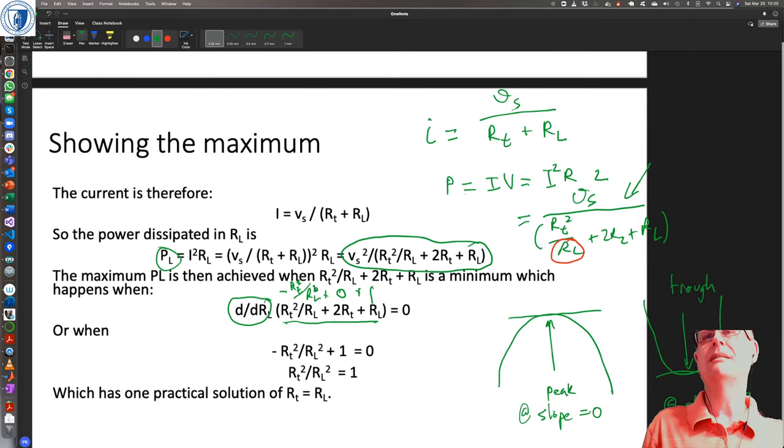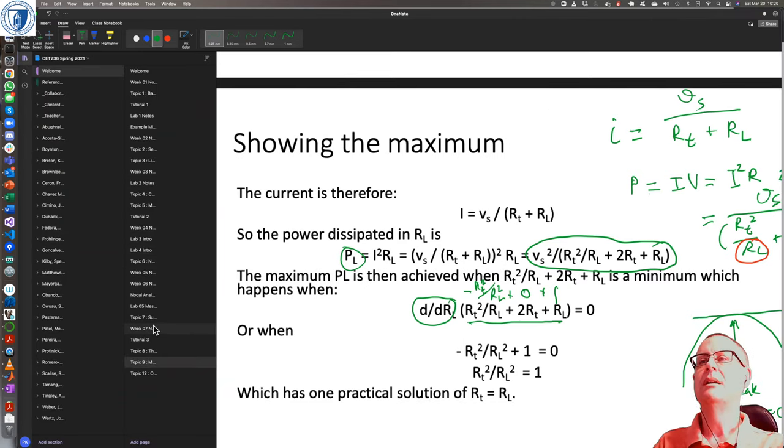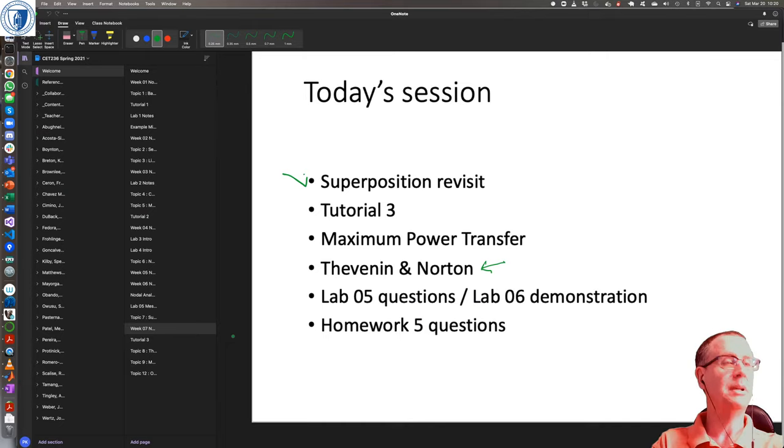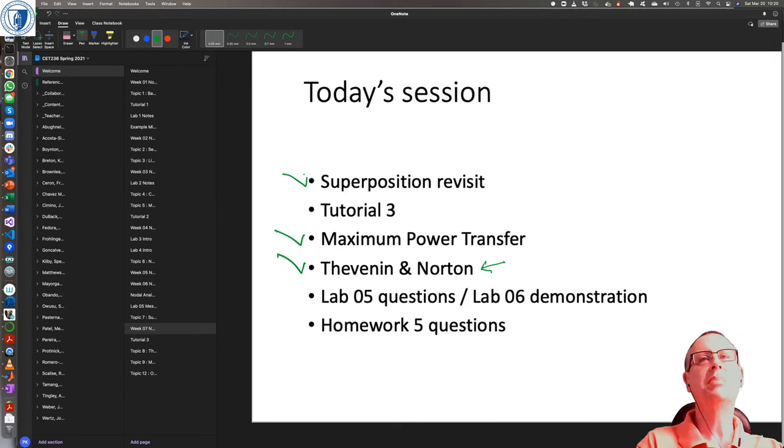Okay, let's take a break and let's just go back to the notes. Right, we've talked about superposition, we've talked about Thevenin and Norton, we've talked about maximum power transfer. So that's a lot to get done in a morning. Well, I'll take a poll when we get back about what you want to do next: the tutorial, the lab, questions or demonstration, and the homework.